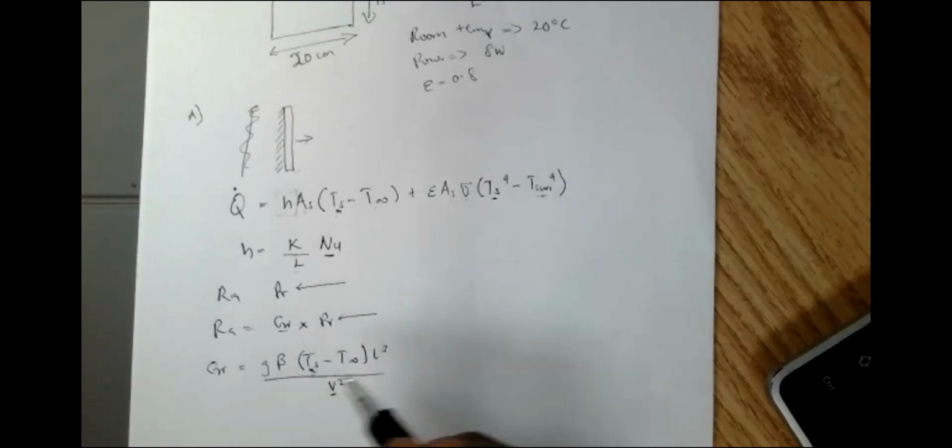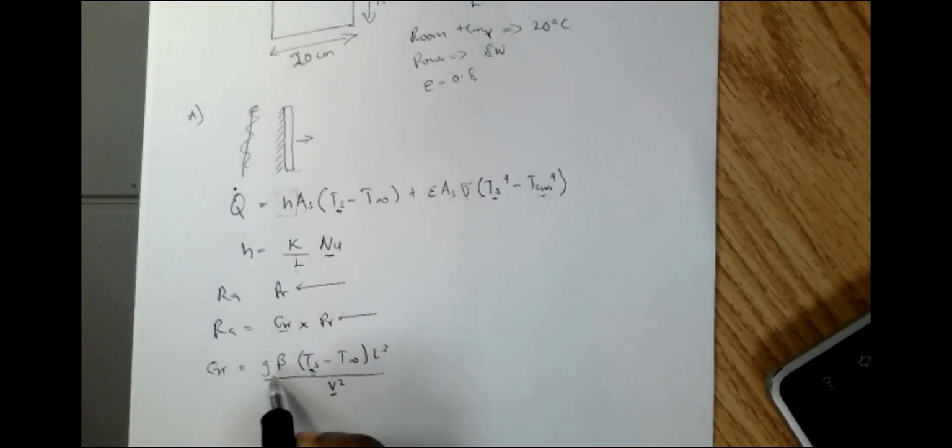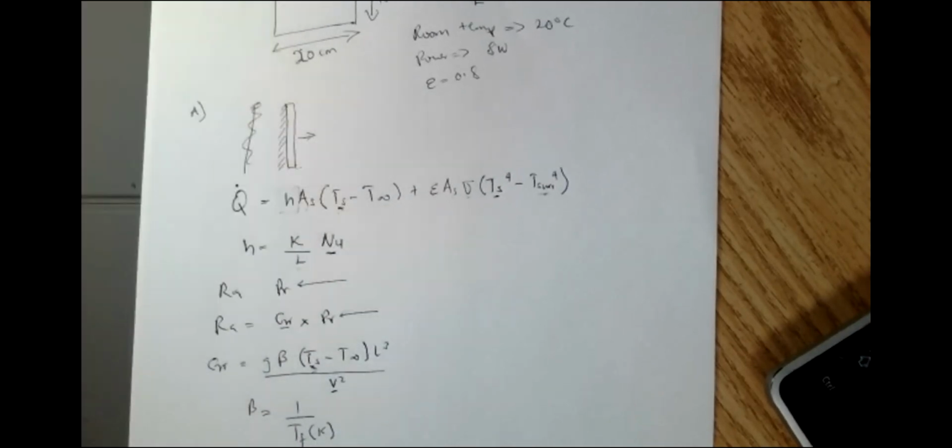So the only other thing we have to find here now is the volume expansion coefficient, which is the inverse of the film temperature in Kelvins. So beta is equal to 1 over Tf in Kelvin. If we find all this, we can then evaluate what Ts is.